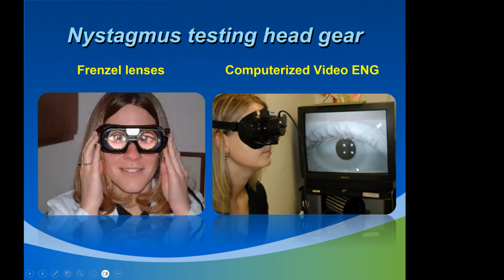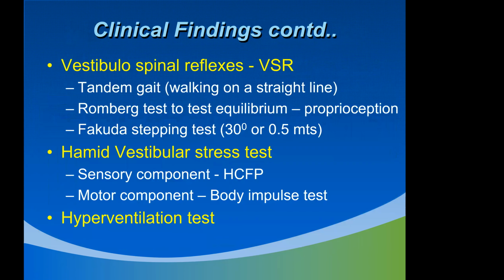And you know, the direction of the fast phase is the direction of the nystagmus. When you say clinical presentation on a case sheet, nystagmus to the right means the fast phase is to the right. Nystagmus to the left, fast phase is to the left. Nystagmus upward means fast phase is upward, like that. Okay, these are Frenzel's lenses.